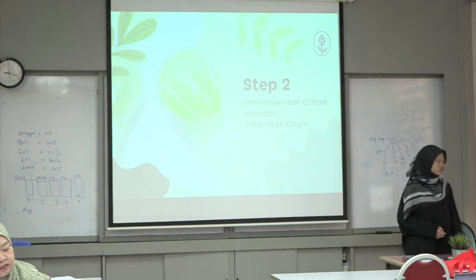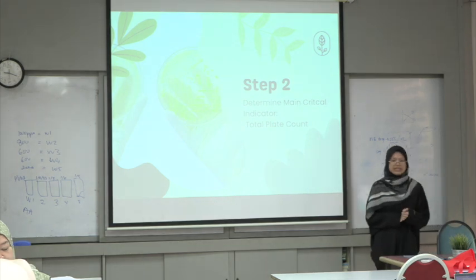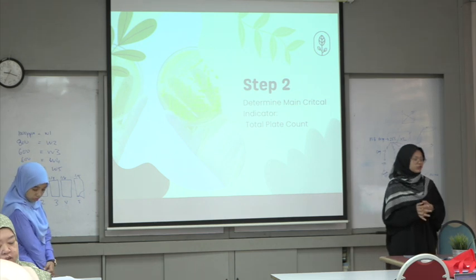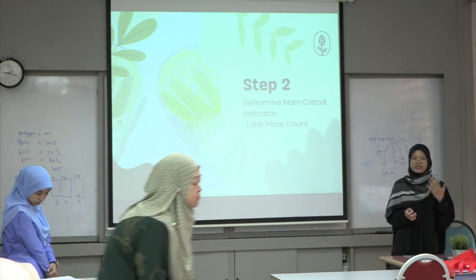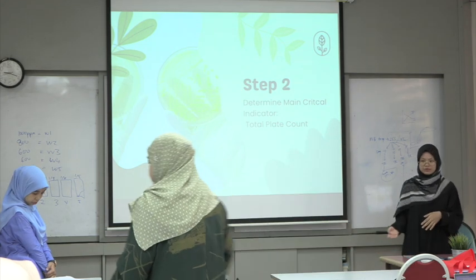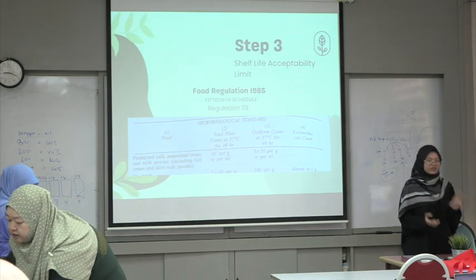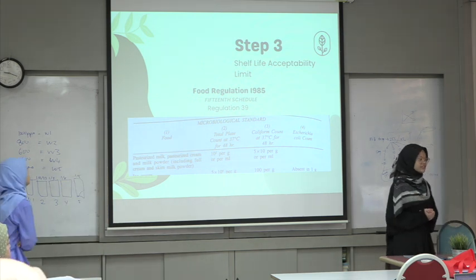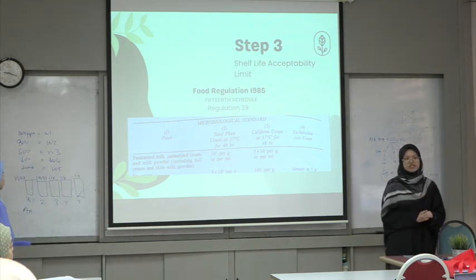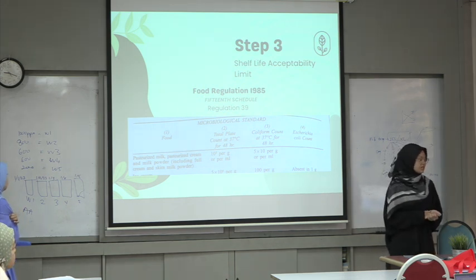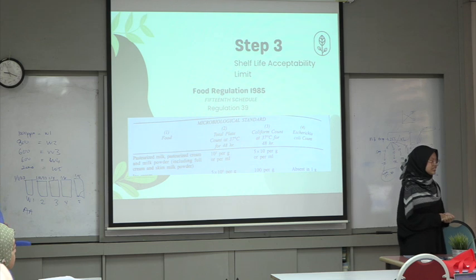The next step is to determine the main critical indicator. This is the step where you measure the critical event just now. To measure the growth of microorganisms in the milk product, we need to perform the total plate count. Once the steps are known, we need to set the shelf life acceptability limit for our product. For pasteurized milk, we refer to Regulation 39 in the Food Regulations 1985.